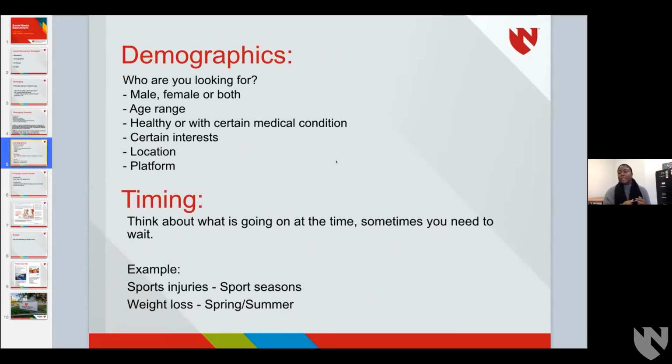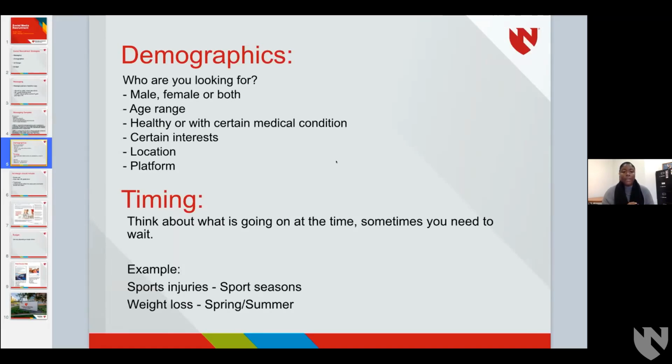So demographics, this is a big one. This really deals with who will be in the study, who are you looking for? Whether it's male, female, both, age range, or looking for people with certain health or medical conditions. So if it's someone that's playing sports and they happen to have an ACL tear or something like that, you can literally target specific people with certain conditions. Certain interests is always a big one as well. Location is big, and then also knowing what platform you want to recruit on.